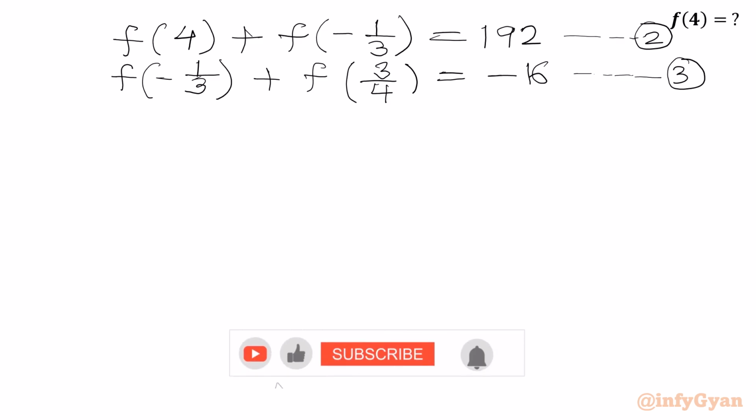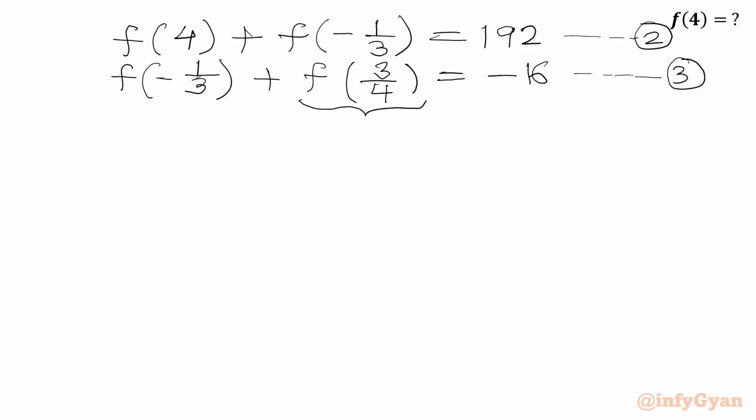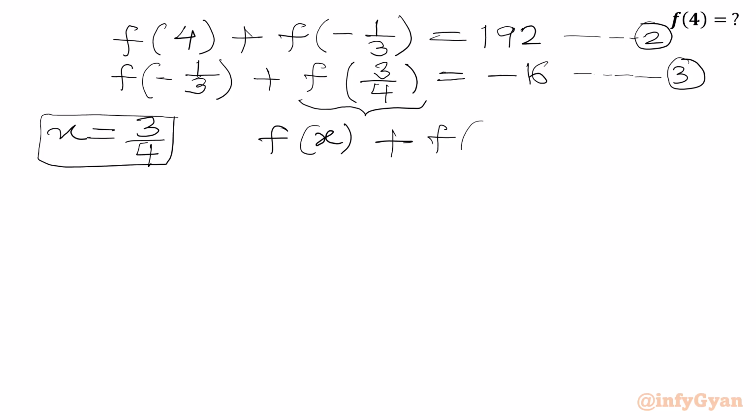Let me write both our equations here. Now we will plug in x equal to 3 over 4 as we have got f of 3 over 4. So x equal to 3 over 4. Our equation 1 was f of x plus f of 1 over 1 minus x equal to 48x. So x equal to 3 over 4.